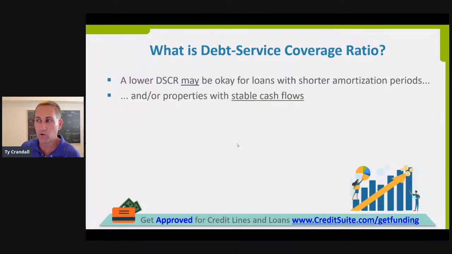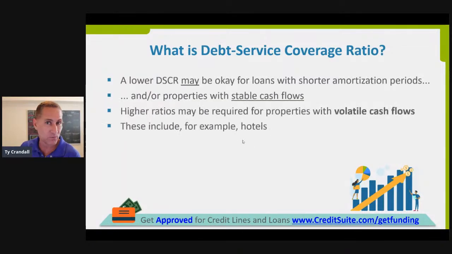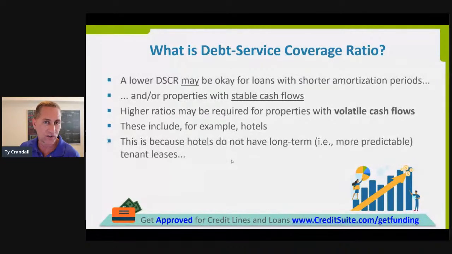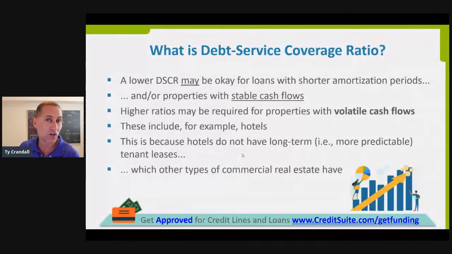So a lower DSCR may be okay for loans with shorter amortization or properties with stable cash flows, but higher ratios may be required for properties with volatile cash flows. These include, for example, hotels, because hotels do not have long-term rentals in there, right? Which other types of commercial real estate have. This is just an example here, okay? Some types of property, if you have a lower DSCR, it's still okay. Other kinds of property, they're going to want you to have a higher DSCR. And this is a perfect example. When you look at, for example, hotels that have high turnover, well, then that's where they're really concerned about how much money is coming in, and that money that's coming in is considerably higher than what you're actually paying for that mortgage payment. So it just depends.